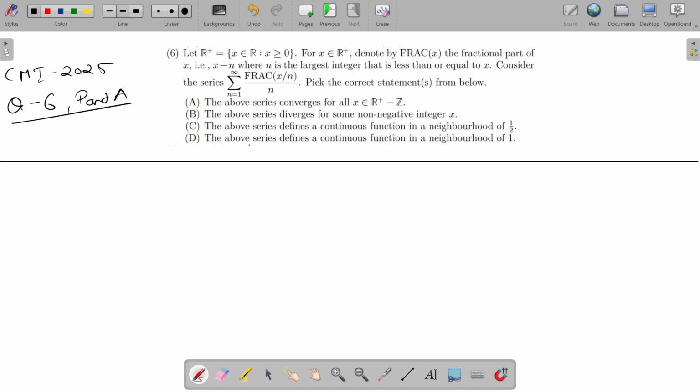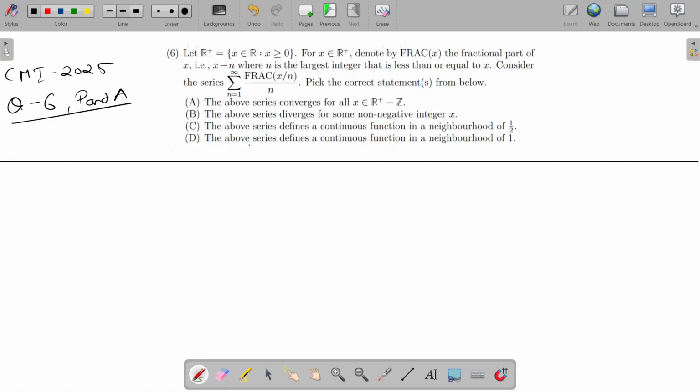So hi guys, once again we are trying to solve this. Right, this is from CMI 2025, question 6 part 8, and this is a very nice and very sweet question. So let us try to see what's in the question.